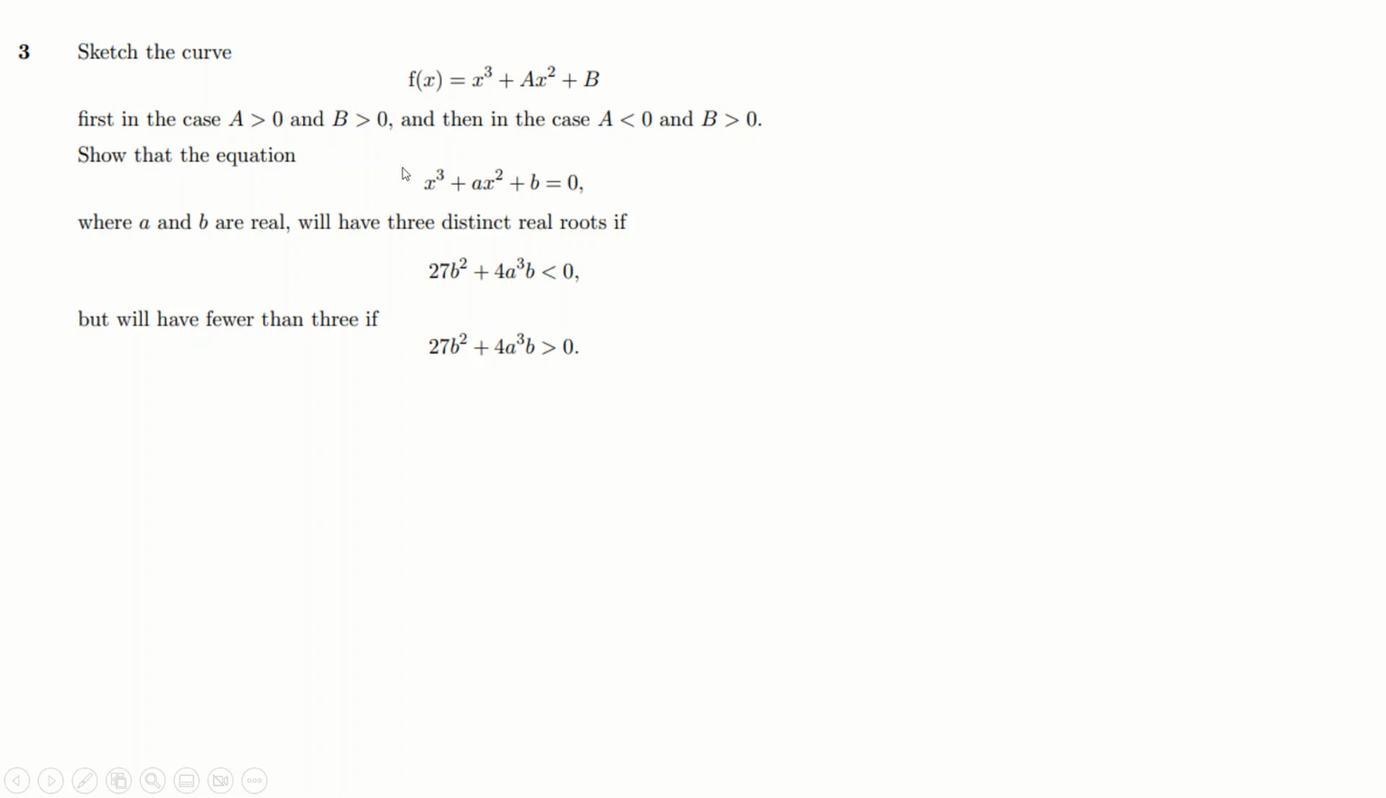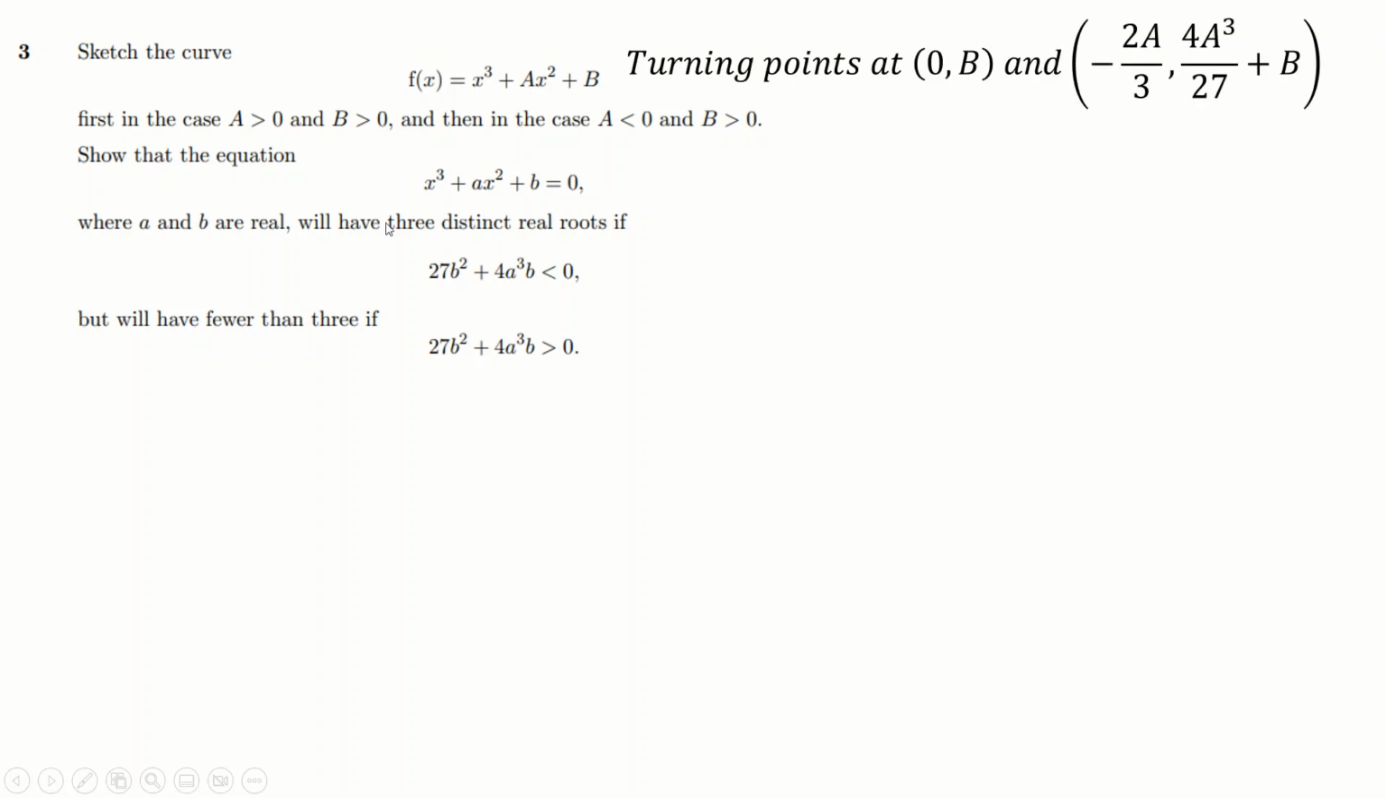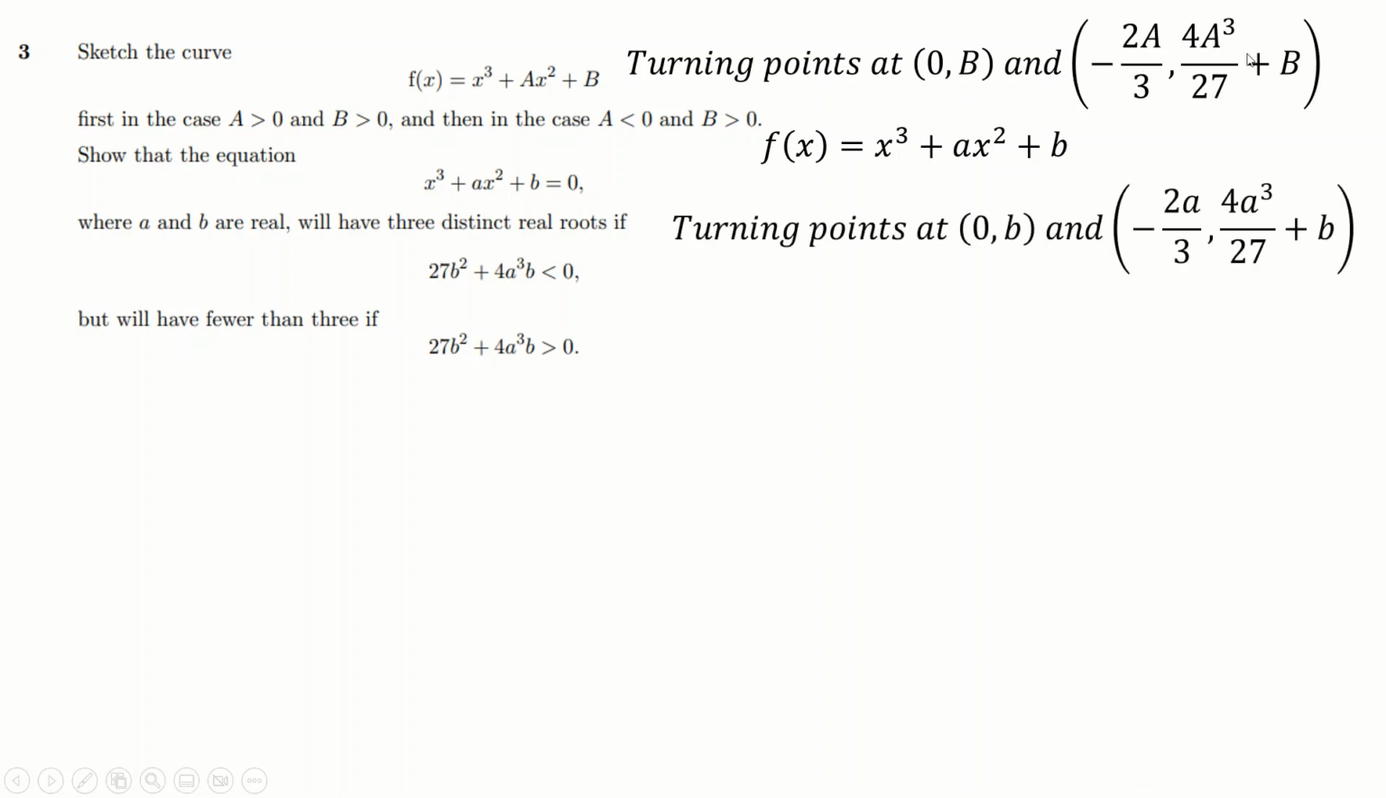So okay, rather than assess this all from scratch, I know the turning points of that were there, and that's going to be helpful for sketching, right? If I just call this new equation some function in little a and little b, its turning points are of course going to be 0, little b, and these just replaced with little a's and little b's. And that's going to be very helpful for me to know.